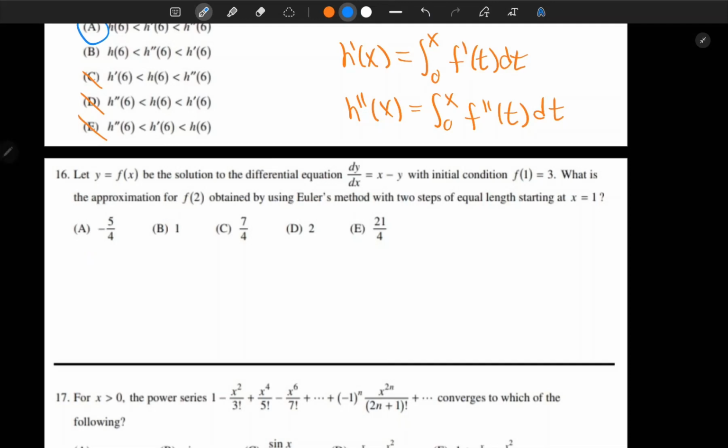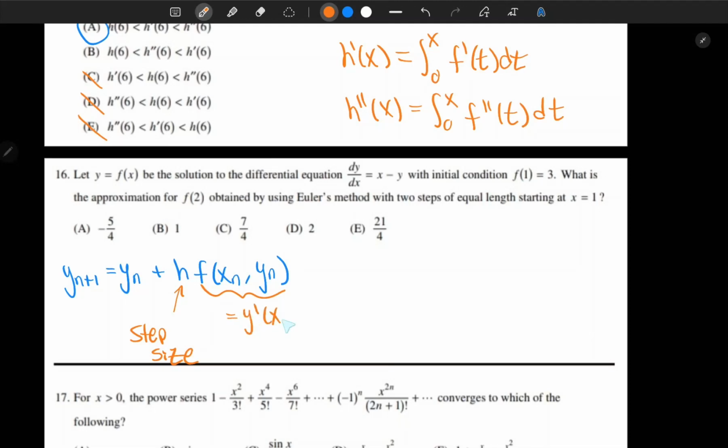Well, we note that Euler's method is given by y of n plus 1 is equal to y of n plus h times f of xn, yn, where here h is given to be the step size. So how large are your steps? And f is equal to y prime of xn. So it's the derivative of y evaluated at xn.